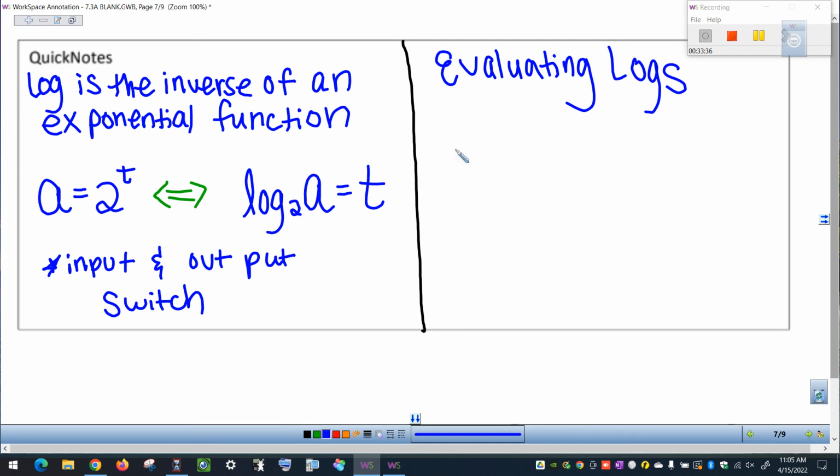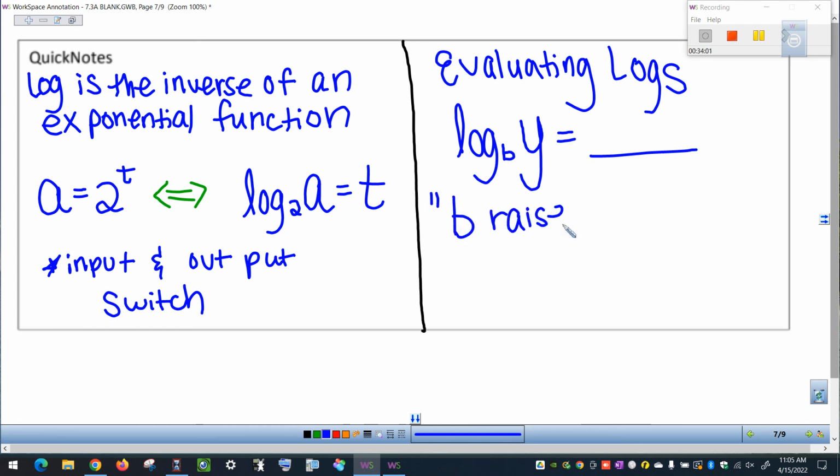So instead of using a and t, I'm going to generalize this a little more and say that we have log of some little base down here that we're going to call b, of another number that we're going to call y. And evaluating means that we're trying to figure out what this is equal to. And so here's how we can answer that question. We're going to think about b raised to what power equals y.